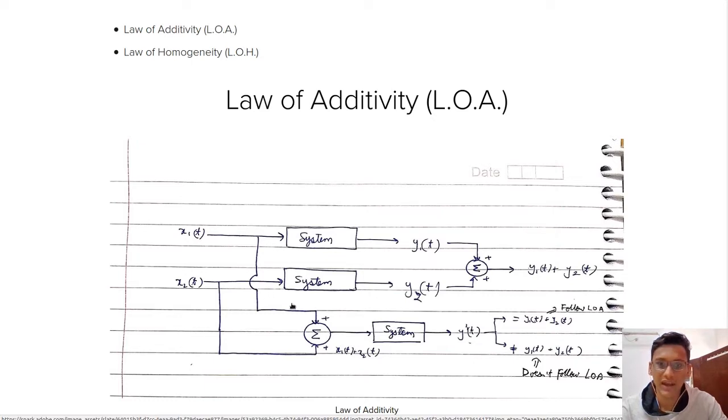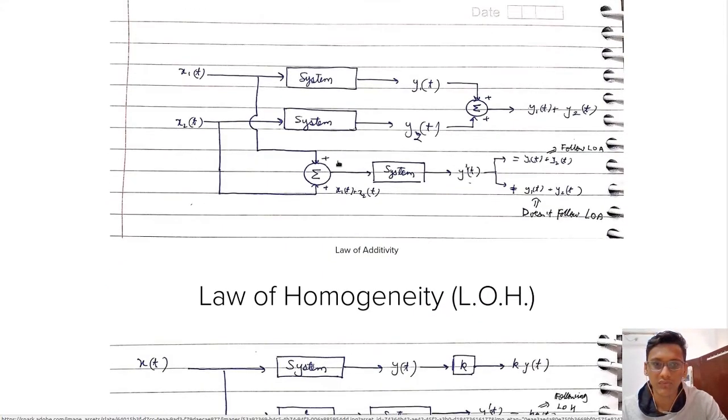But if we first add them, then we get x1(t) plus x2(t) and then pass it through the system. Then we get y'(t), which could be equal to y1(t) plus y2(t) or not equal to y1(t) plus y2(t). If y'(t) is equal to y1(t) plus y2(t), then we can say the system follows the law of additivity. Then let's discuss what is law of homogeneity.